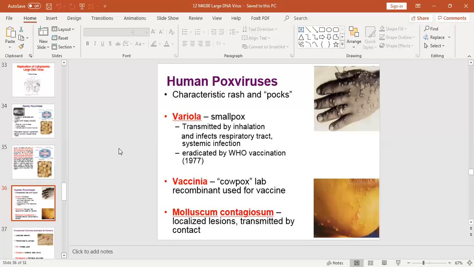The good thing about variola is that the World Health Organization initiated a vaccination program, and the disease was eradicated in 1977, about over 50 years ago. The second virus in the pox viruses family is vaccinia, that causes cowpox in laboratory settings, and the recombinant vaccinia virus can be used for vaccination purposes. The third virus is molluscum contagiosum, that causes localized lesions and is transmitted by contact.